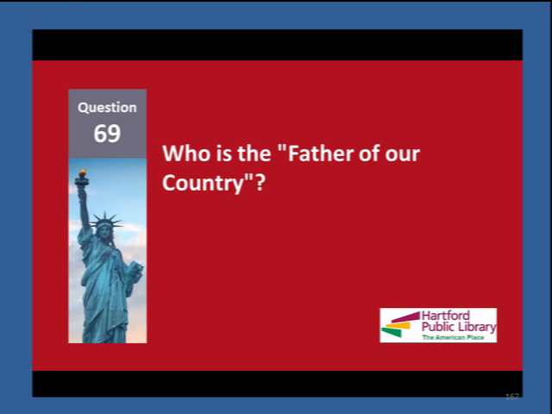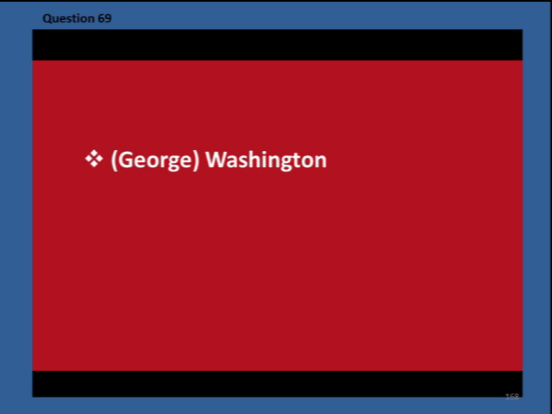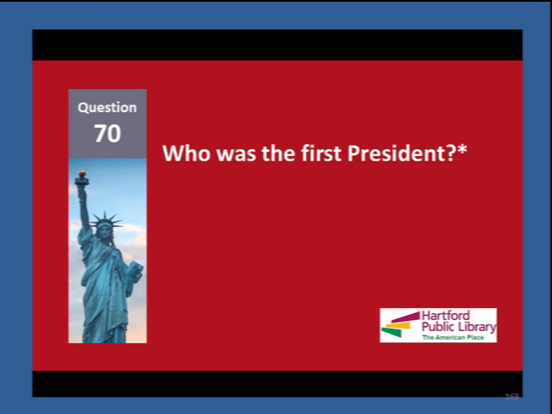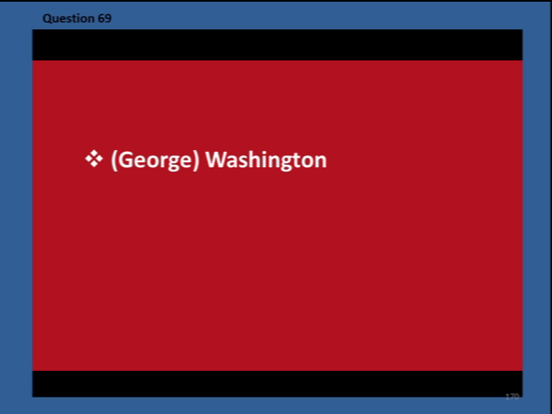Question 69. Who is the father of our country? Washington. The father of our country is George Washington. Question 70. Who was the first president? Washington. The first president of the United States was George Washington.